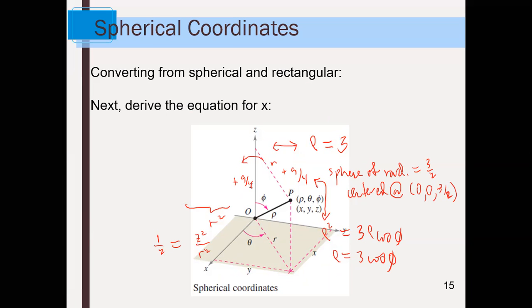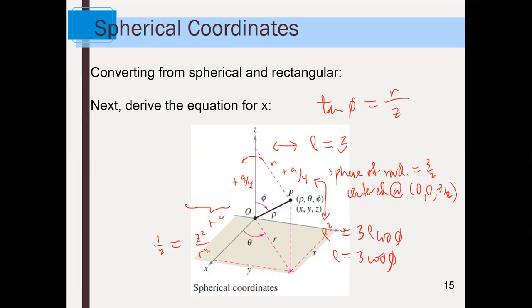Okay, so hang on a second. What trig function would involve both z and r? Tangent, okay? So tangent of phi. You know that tangent of phi is equal to what? R over z, correct?